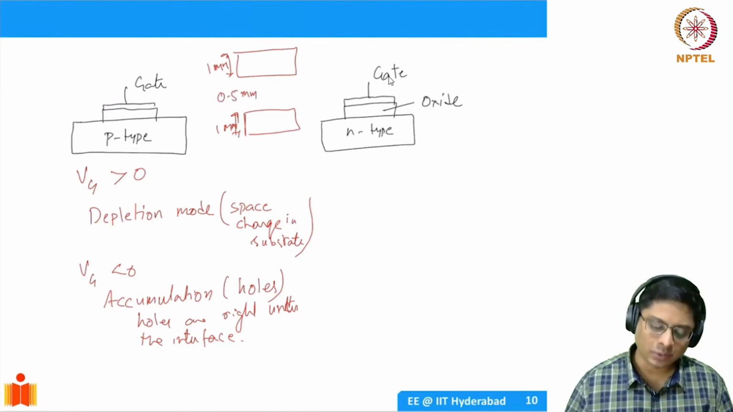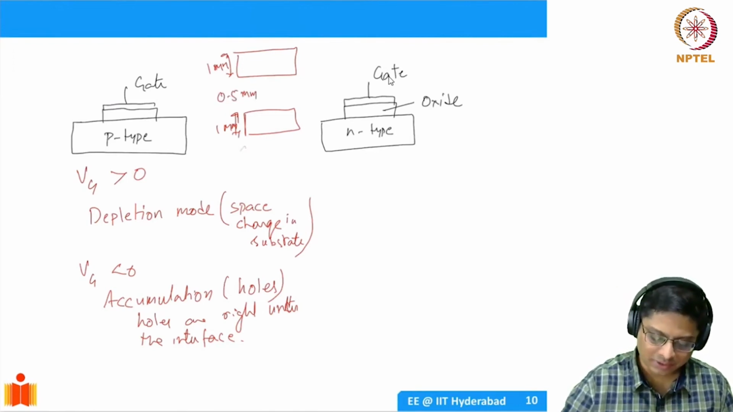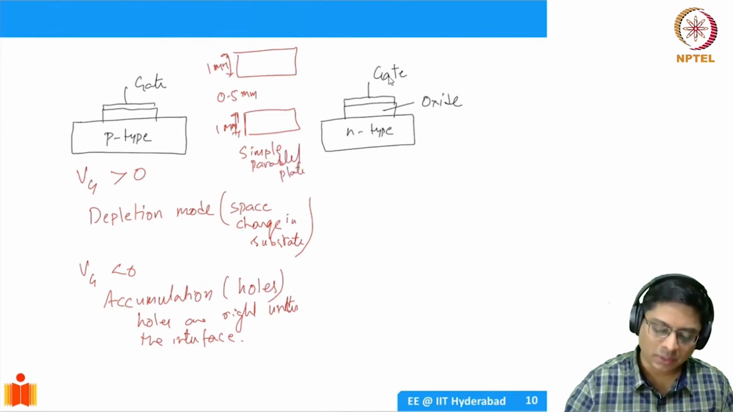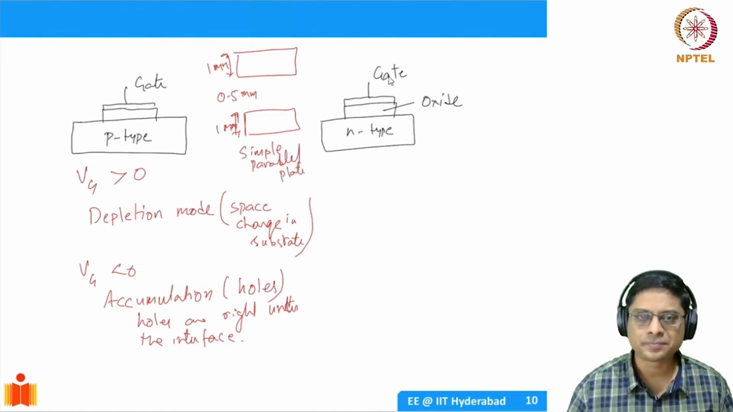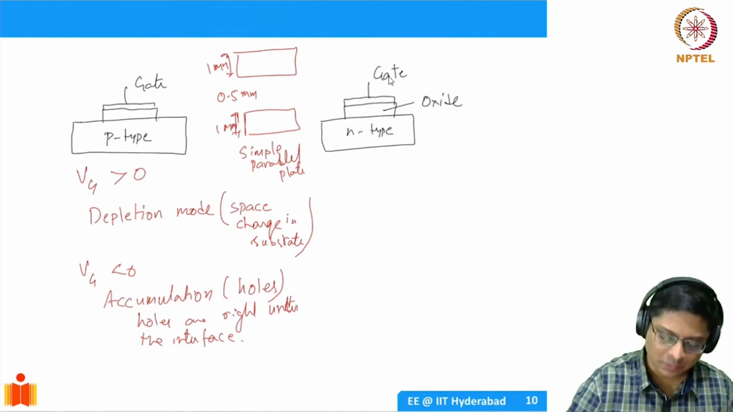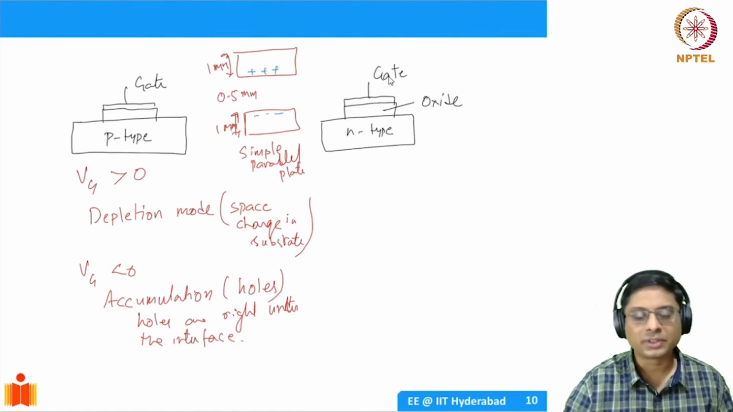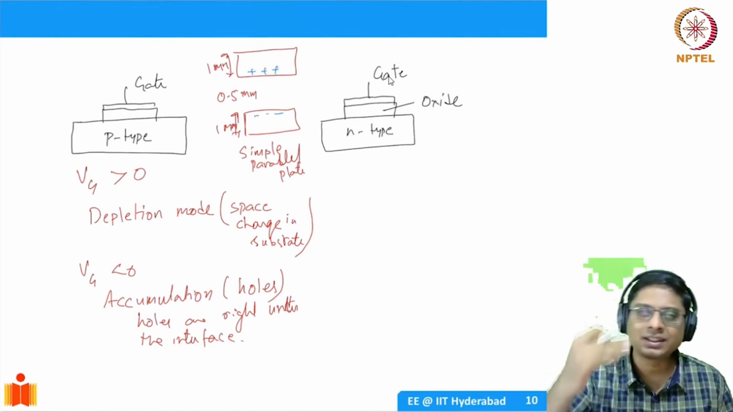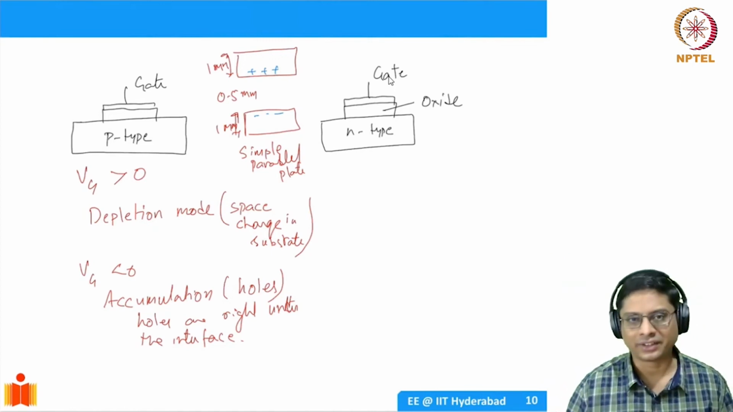Now if I apply voltage to this simple parallel plate capacitor, where will the charge be? If you have positive charge here, there should be a negative charge. But where will the charge be physically? It will be at the edge of the metal, right?